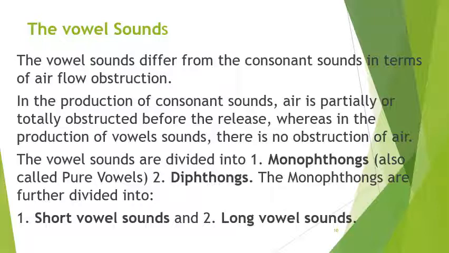The vowel sounds are divided into monophthongs, also called pure vowels, and diphthongs. Monophthongs are further divided into short vowel sounds and long vowel sounds. In English, we have two main divisions of vowel sounds, that is monophthongs and diphthongs. Monophthongs are single vowel sounds, and they can be short or long. And we have diphthongs, where you combine two sounds to serve as one. You will see that in the coming slides.